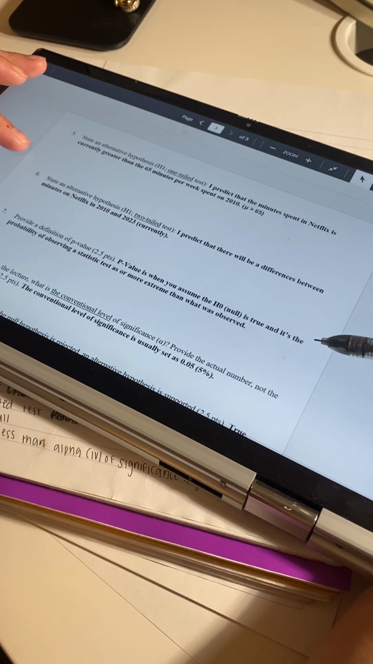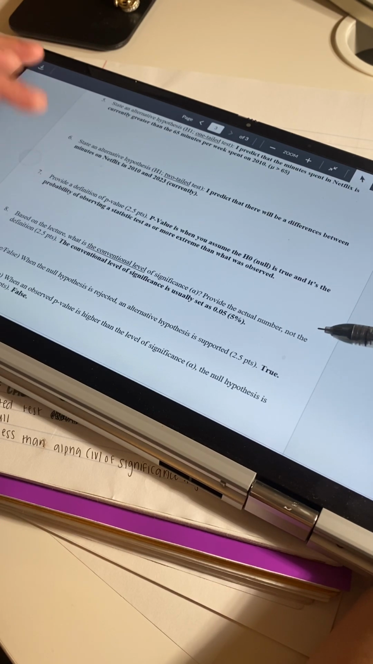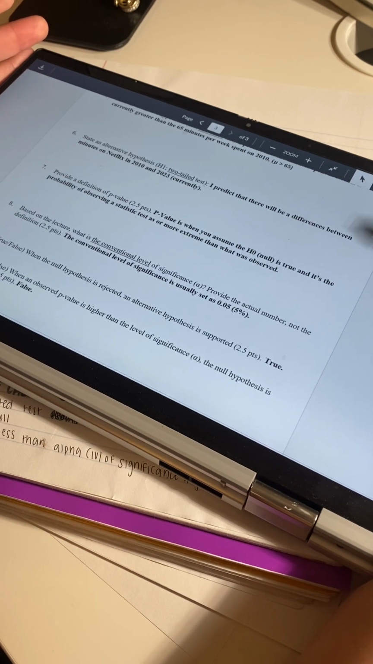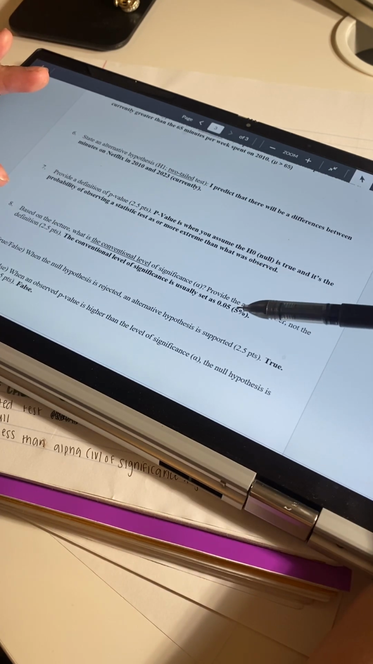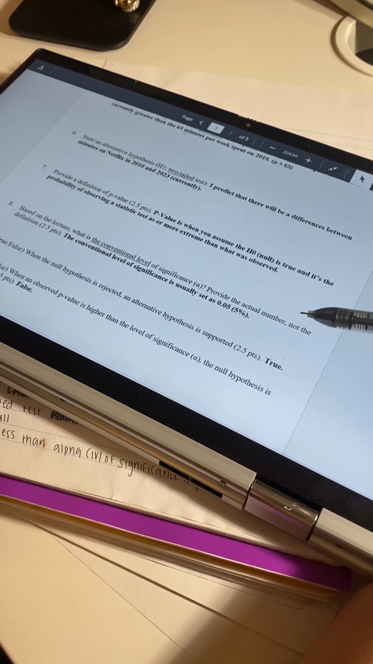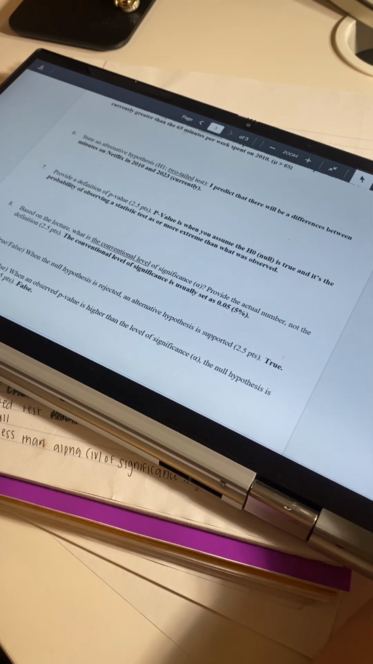And then this, she gave us straight up the definition. I think for these two, she gave us straight up the definitions. So p-value is when you assume that H0, or the null hypothesis, is true, and it's the probability of observing a test statistic as or more extreme than what is observed. Yeah. And then for number 8, she said that it's usually set at 0.05, which is 5%. So I put the conventional level of significance is usually set at 0.05, and I just added the 5%.